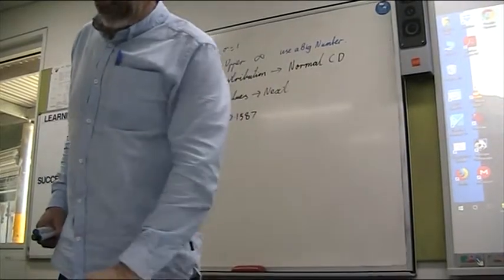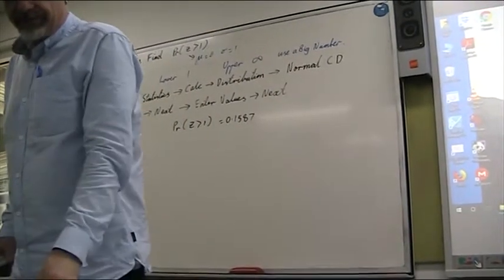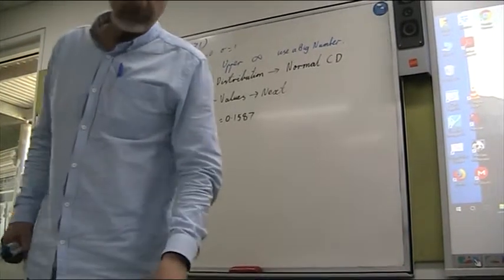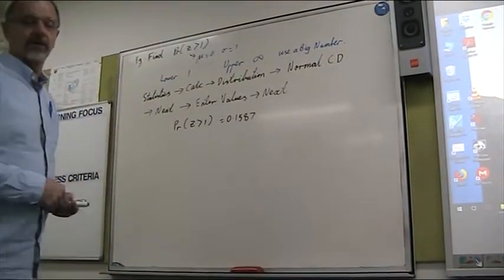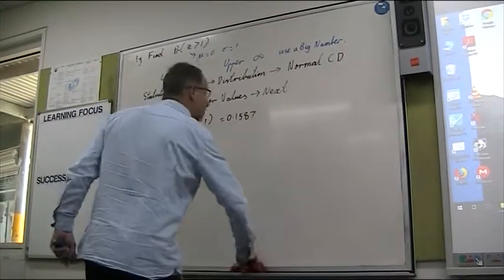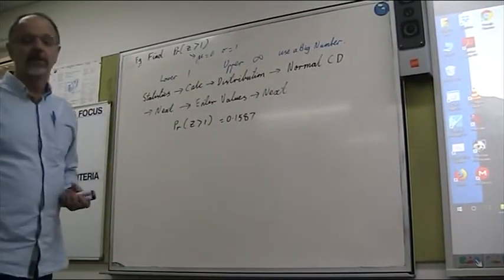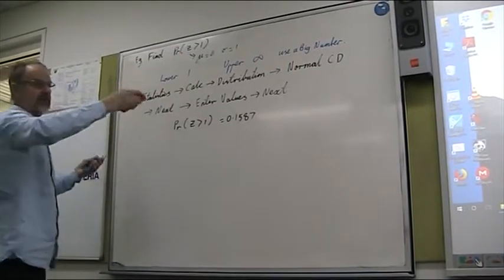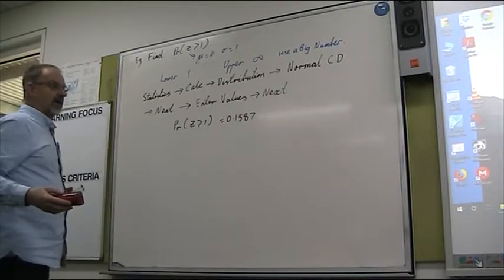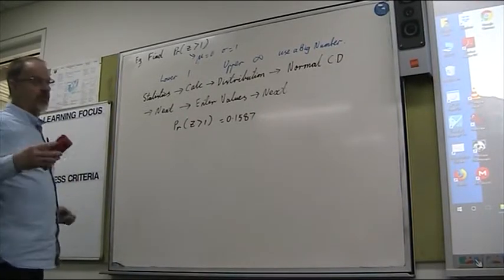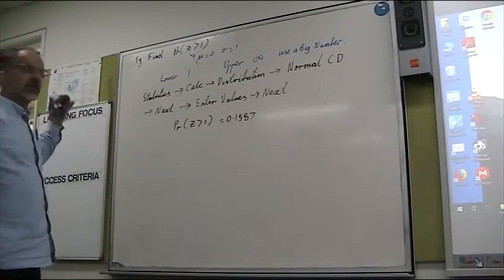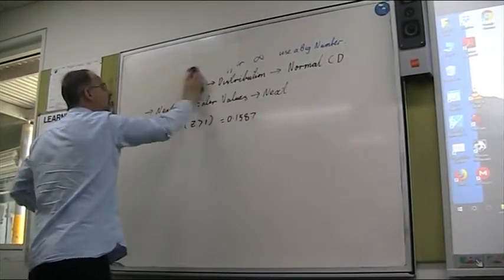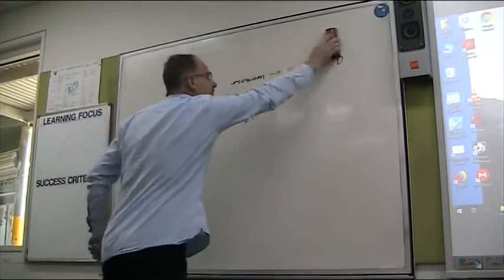You can also find values. So if I want to know the value of X or Z, where the probability of getting less than that, or more than that, or between a couple of values is a certain percentage, you can use the calculator for this as well.